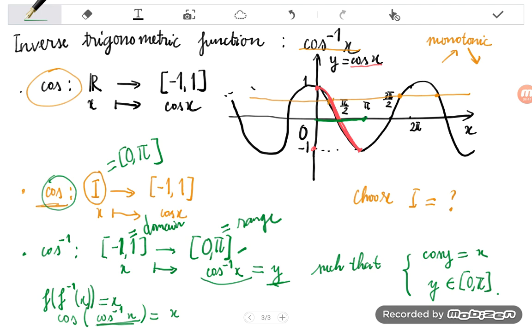In this video, we have just explained the inverse function of the cosine function. We have talked about its domain, its range and its formula.